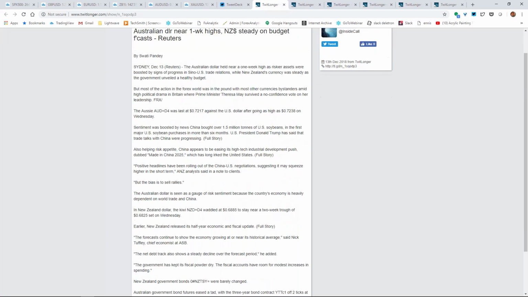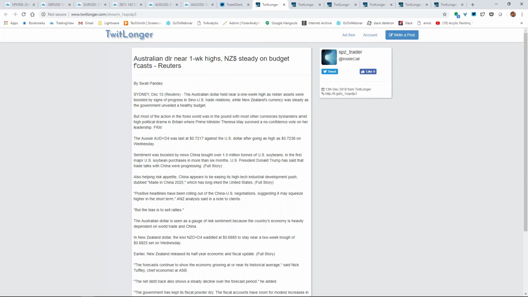And moving on to the Australian dollar, we did see those weak, move up a little bit higher finally. The Australian dollar held near a 1-week high as riskier assets were boosted by a sign of progress in Sino-US trade relations, while New Zealand's currency was steady as the government unveiled a healthy budget. But most of the action in the Forex world was in the pound, with most of the other currencies bystanders amid the high political drama in Britain, where Prime Minister May survived a no confidence vote on her leadership.